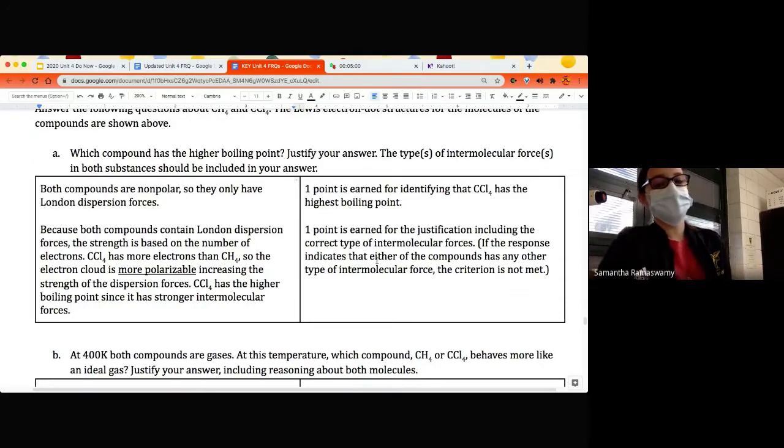And you had to say that they both had dispersion forces. So notice here it says if the response indicates that either of them have any other type of IMF, you didn't get that second point.